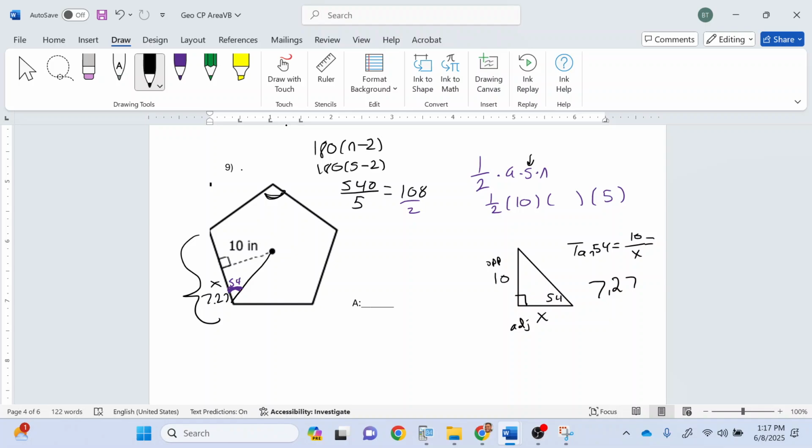Well, does that help me? Yeah, because this is also 7.27. 7.27 times 2 is going to be 14.54. So this is 14.54. Because that's 14.54, now I could do my math, which is half times 10 times 14.54 times 5, which ends up being 363.5.